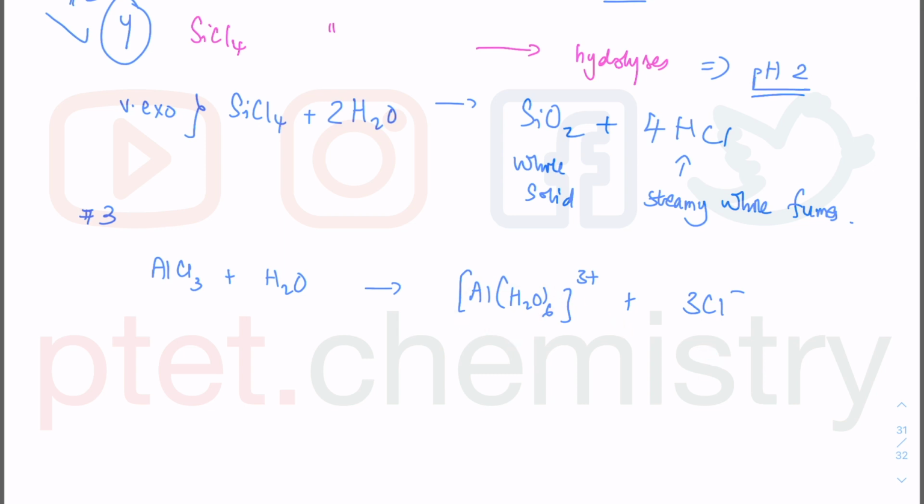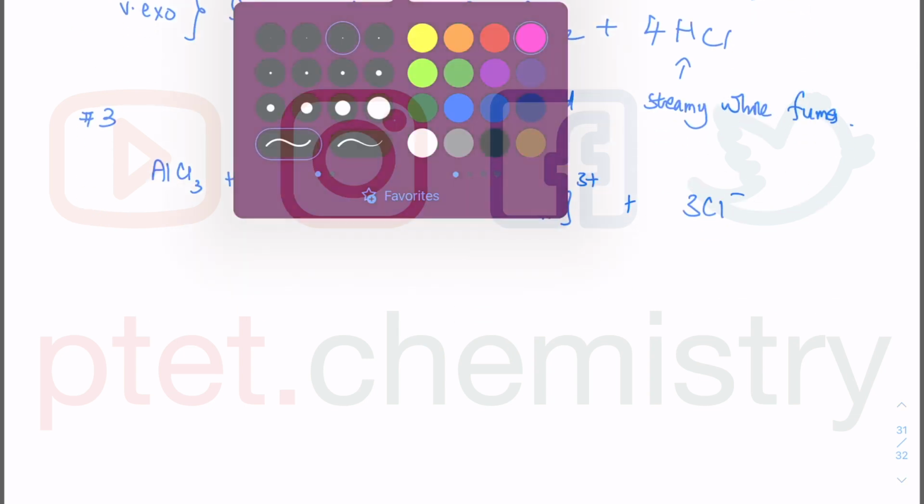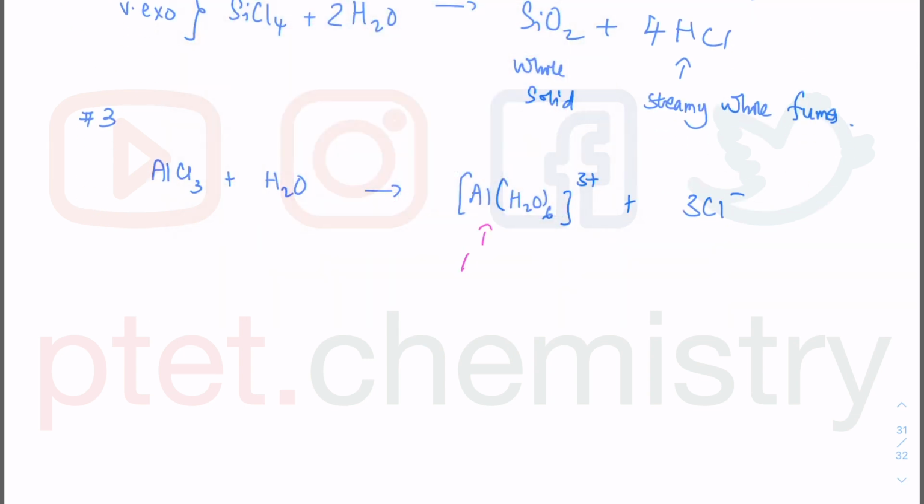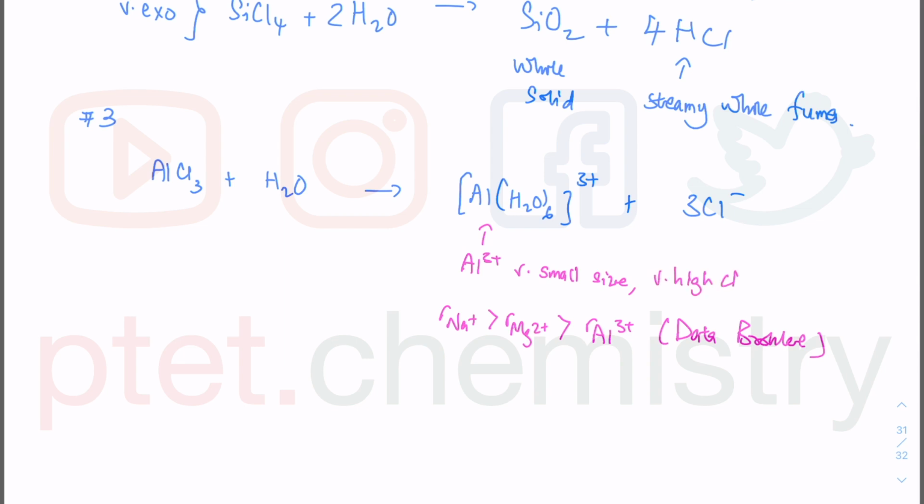Let's not worry about the state symbol for the time being. So what happened with Al3+ is Al3+ is very small in size. As you know, ionic radius decreases from sodium+ to magnesium 2+ to aluminium 3+. These are from the data booklet. You must be able to explain them in terms of counting number of protons, counting number of electrons, and think about the effective nuclear charge. So this thing is bigger than this, bigger than that. And this one has a very high charge.